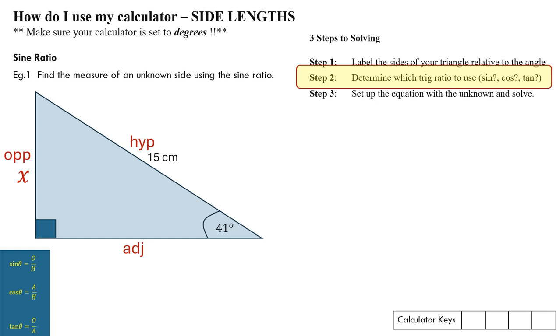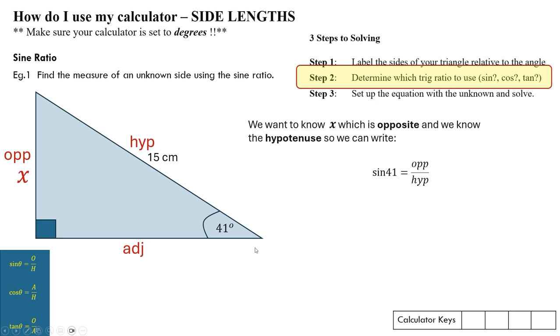So, we have to determine which trig ratio to use: sine, cosine, or tangent. Well, we're asked to find the opposite, and we're given the hypotenuse. So we look down here at our trig ratios and find a trig ratio that deals with opposite and hypotenuse, and that just happens to be the sine ratio. So that's the one we're going to choose. So we'll set it up. We can state that the sine of 41 equals opposite over hypotenuse.